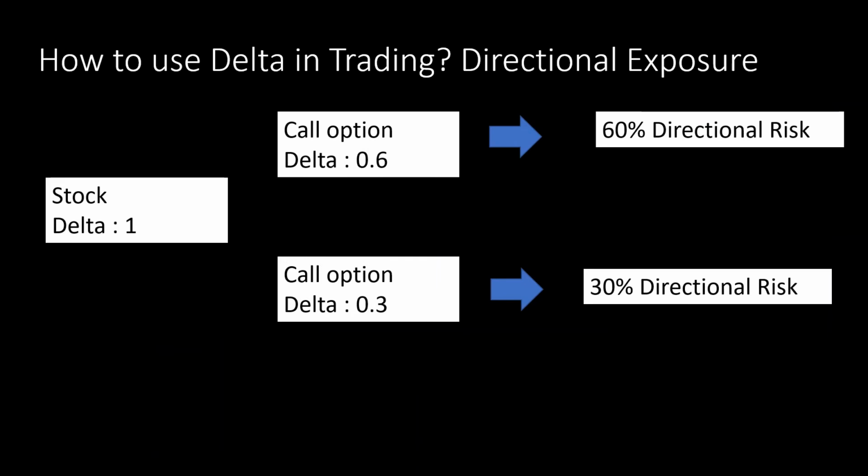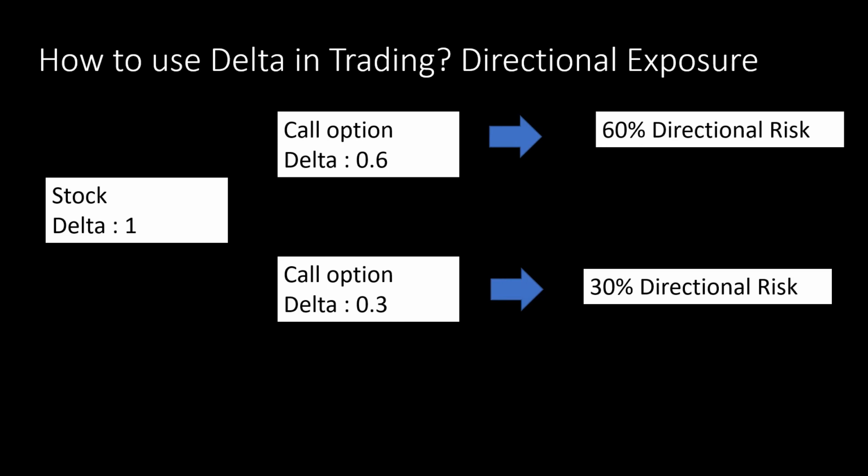We've learned that delta also gives us the directional risk or the directional exposure. Stock always has a delta of 1. A call option with delta of 0.6 has 60% directional risk or a 60% directional exposure, whereas a call option with just a delta of 0.3 has a 30% directional exposure. So for every 1 rupee increase or decrease in the stock price, a call option with delta of 0.6 increases by 60 paisa, whereas a call option with delta of 0.3 just increases by 30 paisa.